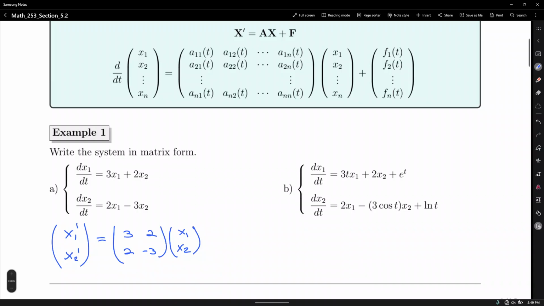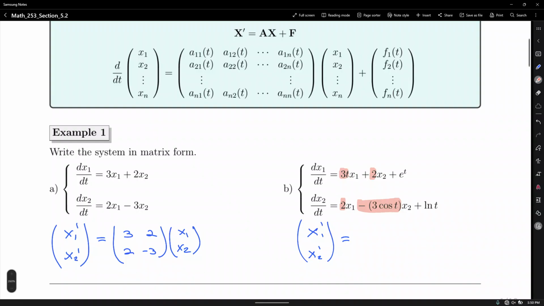Okay, well, what about letter B? Well, for letter B, we have a lot going on. First of all, dx1 dt, dx2 dt, that also means x1 prime, x2 prime. And that equals, be careful with the coefficients of x1 and x2. Actually, let me highlight them just to help you. Okay, 3t. In this case, the coefficients are not only constants, there are also variables involved. There's a 2 only, there's another 2, and then a negative 3 cosine t. All right, we include the signs.